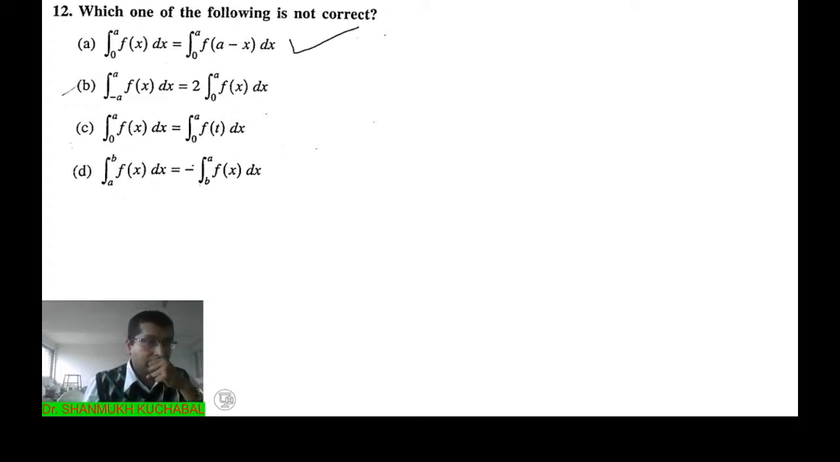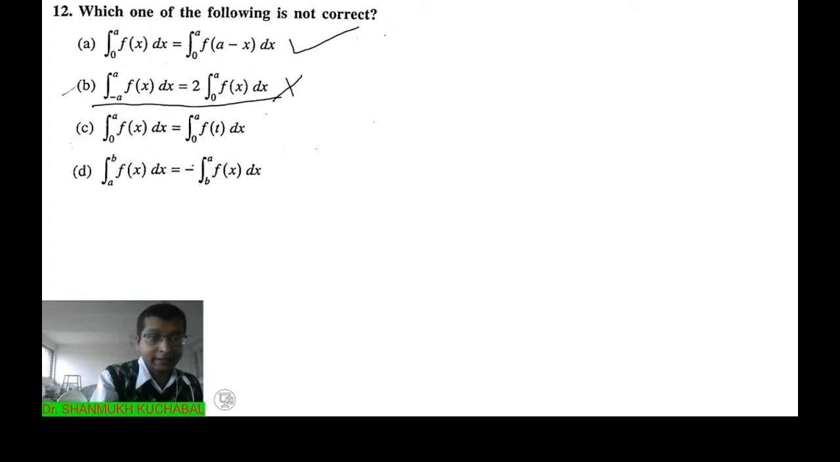Okay, here in the second option, integral minus a to a f of x dx is 2 times integral 0 to a f of x dx. So this is a function, it is not true for all functions. If it is even, it will satisfy this relation. If it is odd, it does not satisfy. Therefore B is a wrong answer.